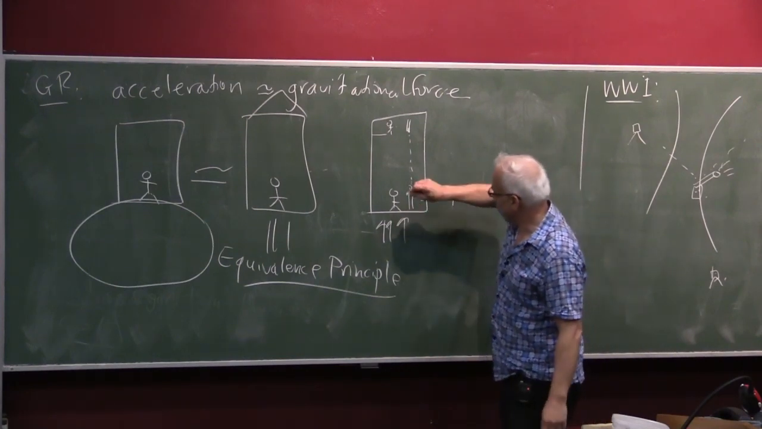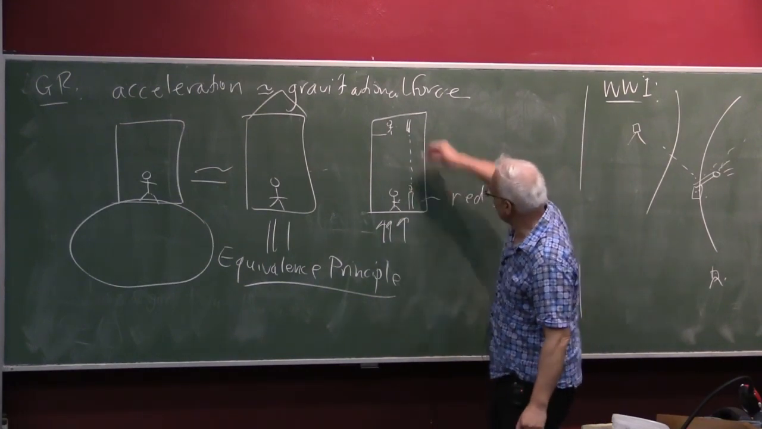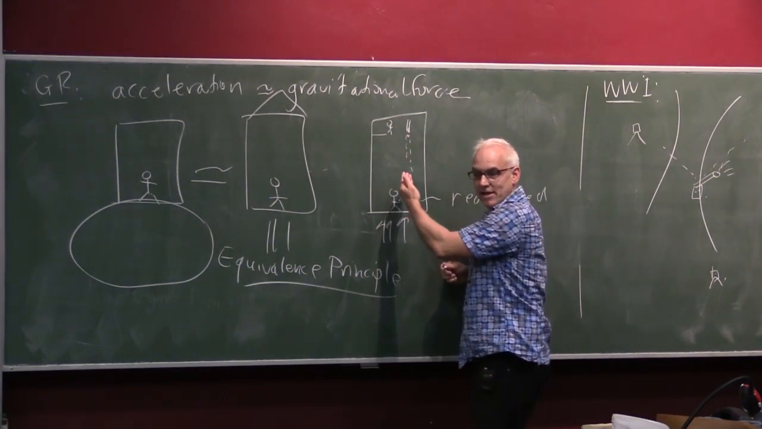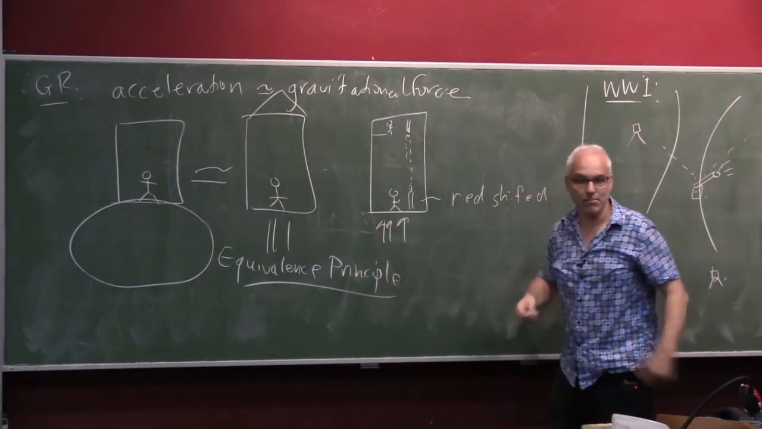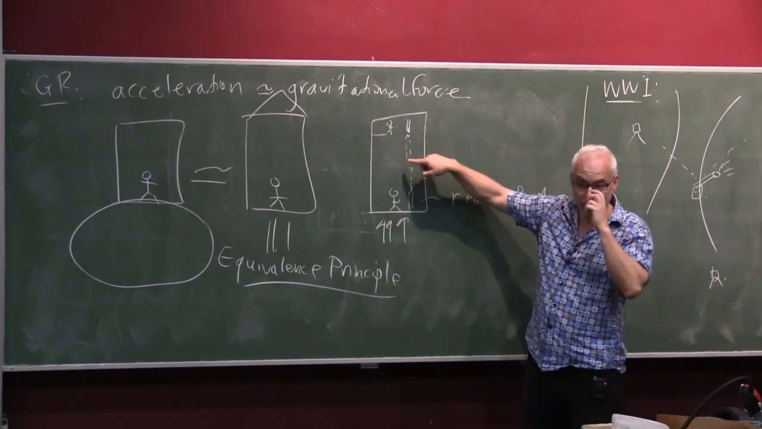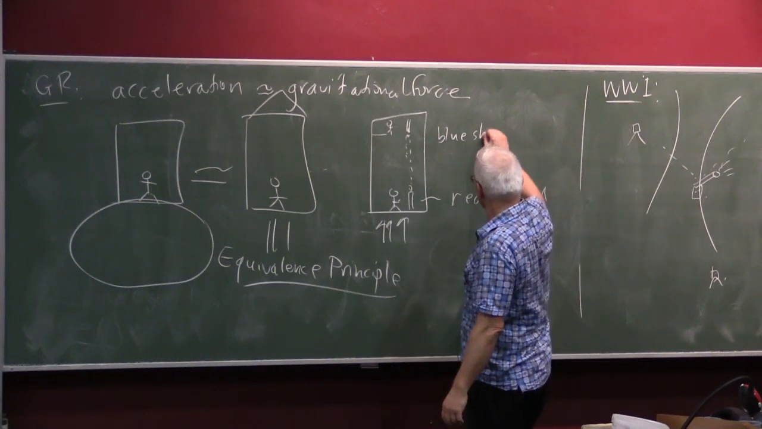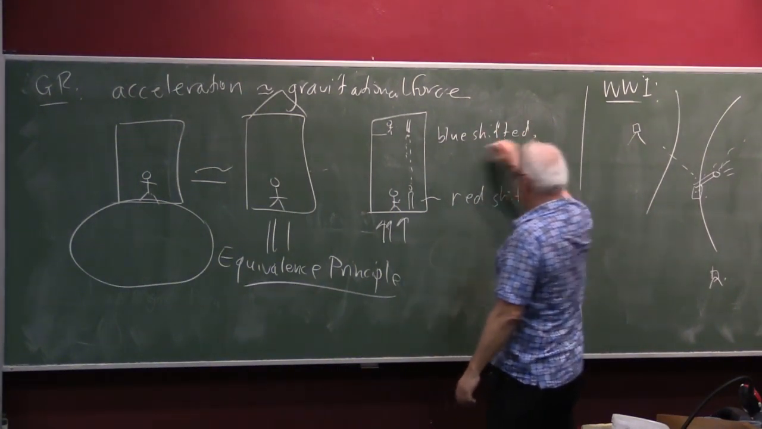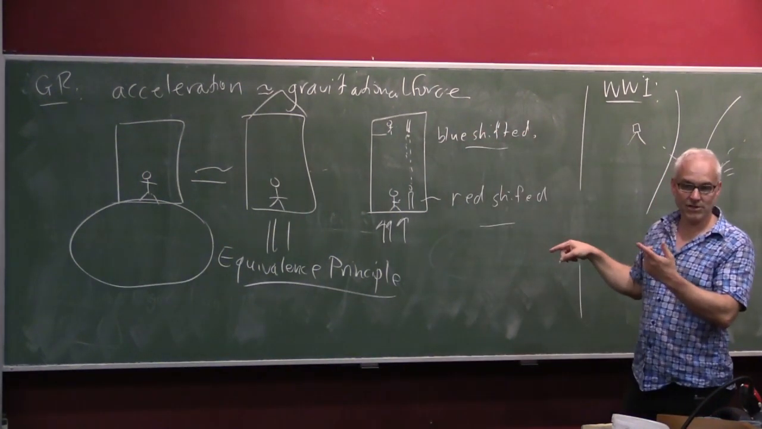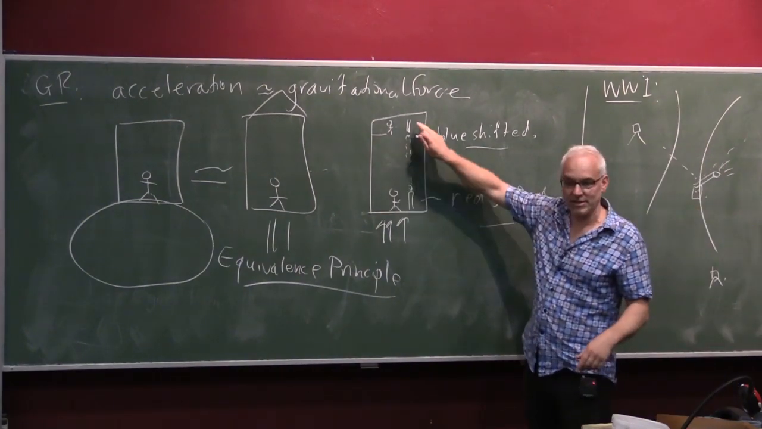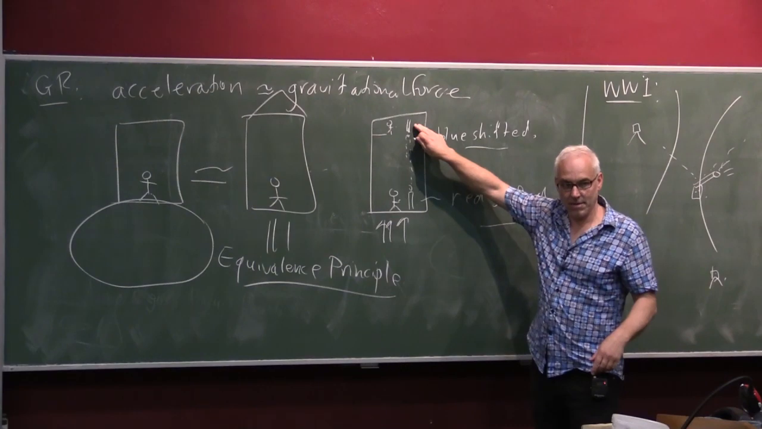On the other hand, this guy, with the photon coming up here, is going to be coming up to meet that photon. So he's going to see this light blue shifted, which is the higher frequency. And they're both going to agree on this effect. It's not that one of them is going to say red and the other is going to say no. They're both going to agree this light is redshifted, this light is blue shifted.